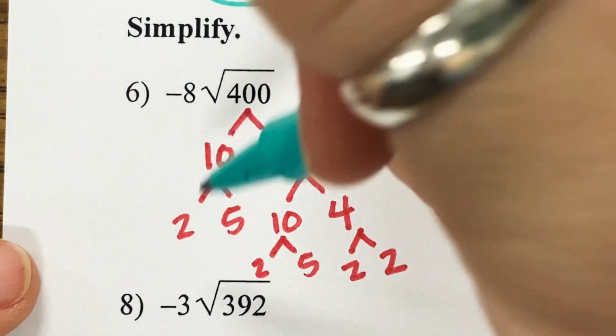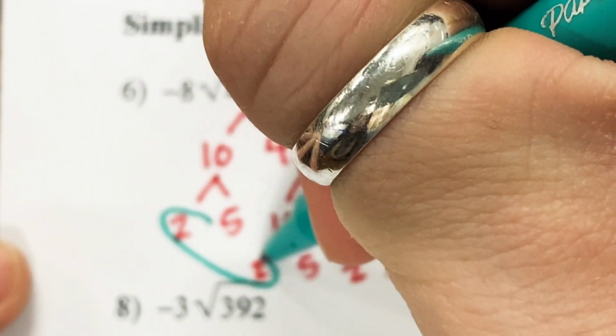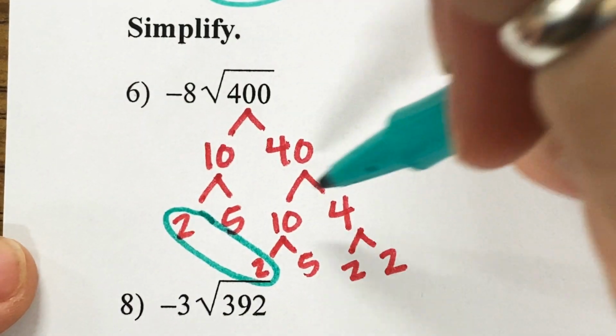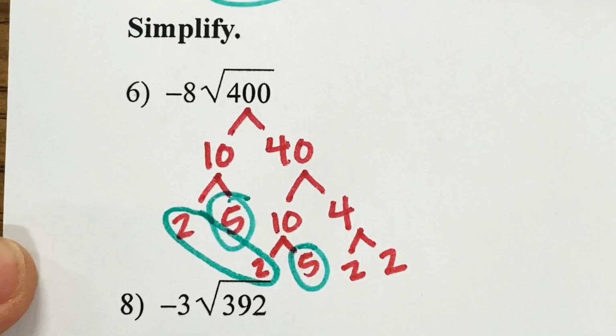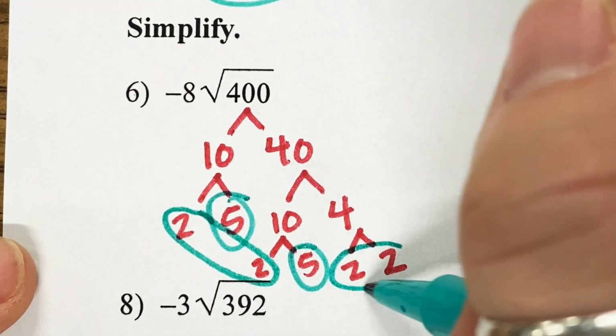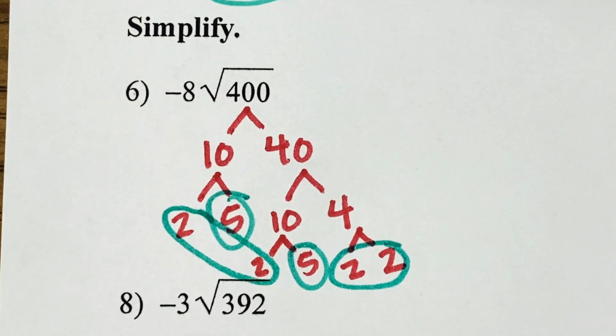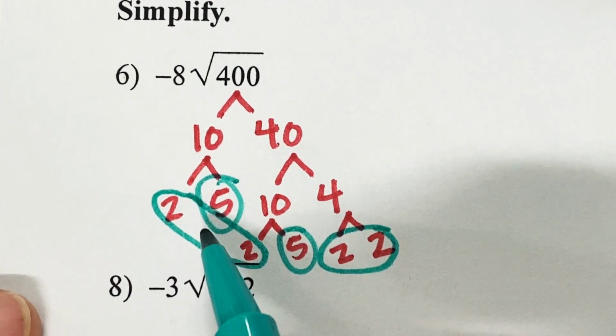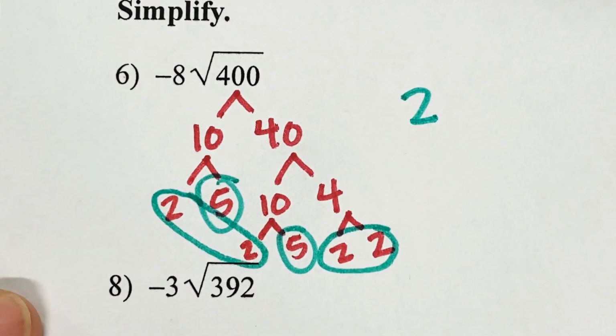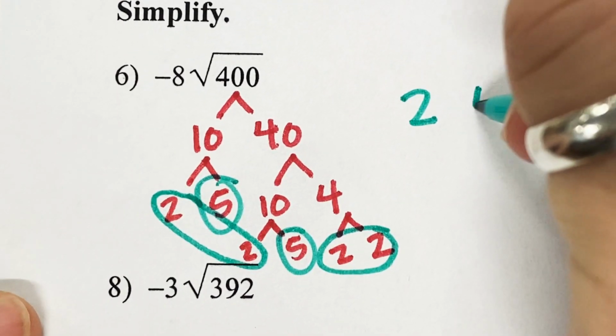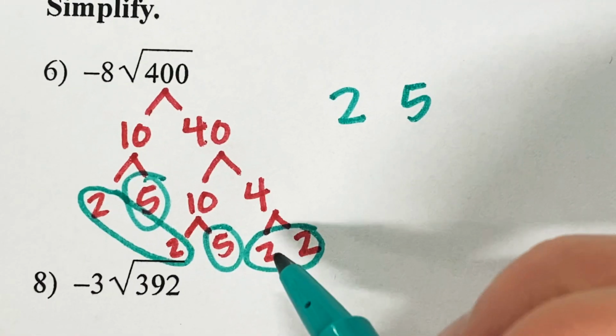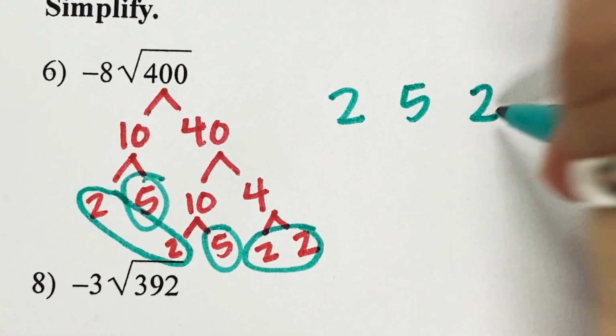So let's see, I see one pair of 2s right here. I see a pair of 5s right here. And I also see a pair of 2s right there. Ooh, nice. Okay, so let's count how many couples we had. We had one couple of 2, one couple of 5, and another couple of 2.